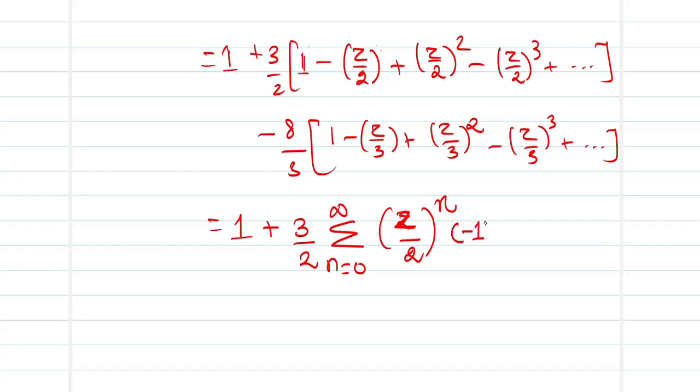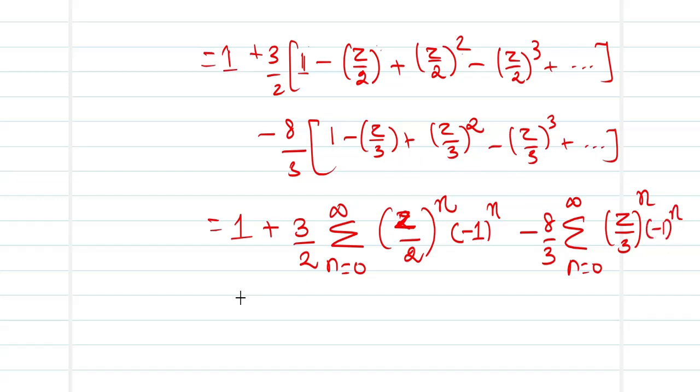Just fix a -1 to the whole power n. As my n varies, this series varies as positive, negative and so on. So this (-1) power n will take care of the alternating positive and negative series, and the next term will be -8 by 3. So I can write this as summation n varying from 0 to infinity (z by 3) the whole to the power of n. Again, this contains alternating positive and negative terms, so multiply it with (-1) power n.